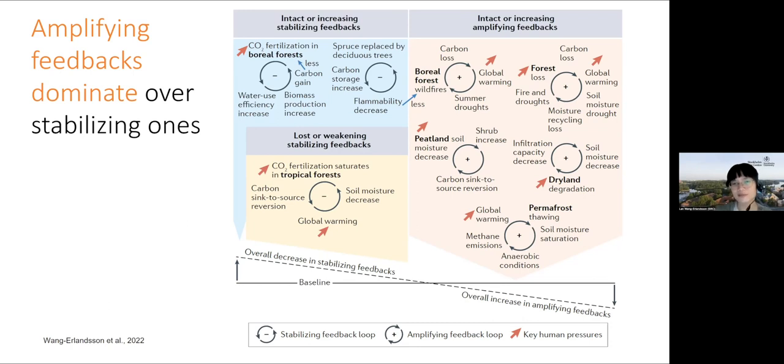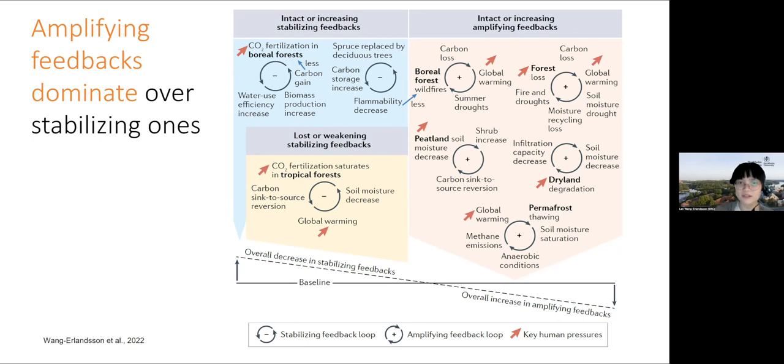But this is very difficult to do, so we did it qualitatively, and we looked across major biomes: boreal forest, tropical forest, peatlands, permafrost. And what we saw is that, sure, there are stabilizing feedbacks, such as the CO2 fertilization. So with more carbon dioxide in the atmosphere, water efficiency increases, and you can have more CO2 fertilization in the boreal forest, which can be considered a stabilizing feedback as biomass production increases.